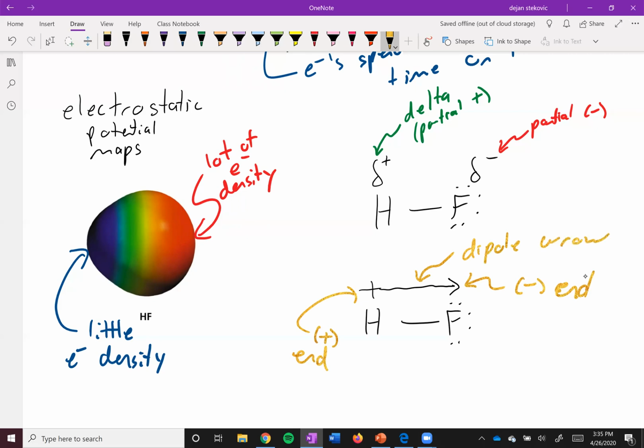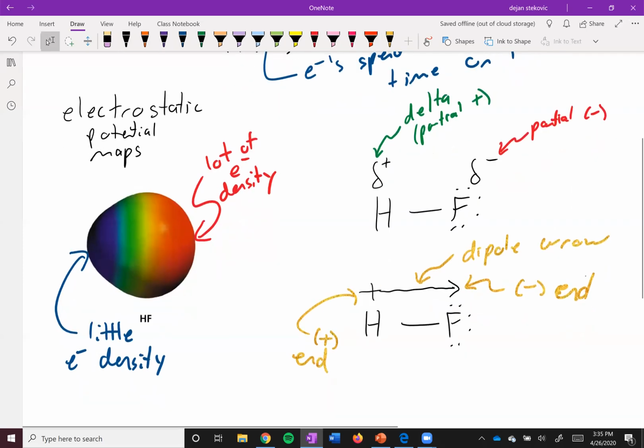So both of these are common, and you should be able to draw either one of them. So next up, we'll learn about what makes a bond polar.